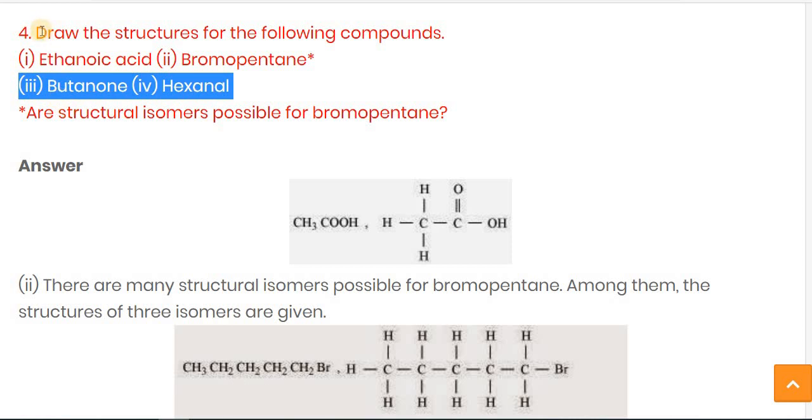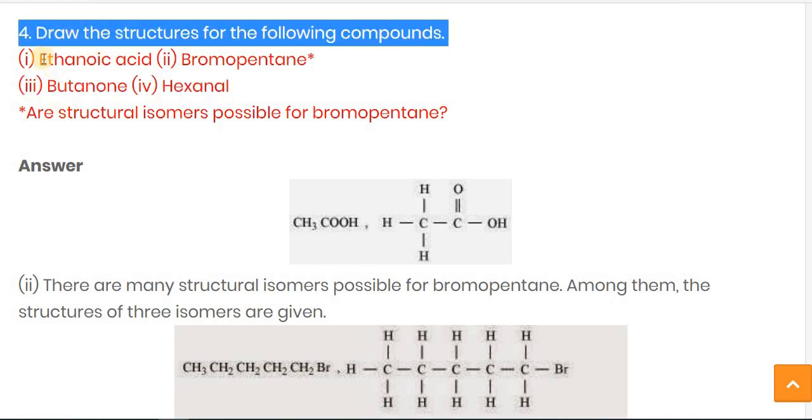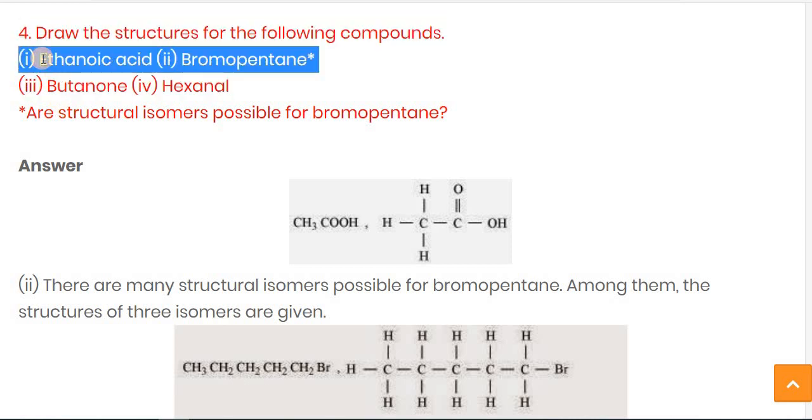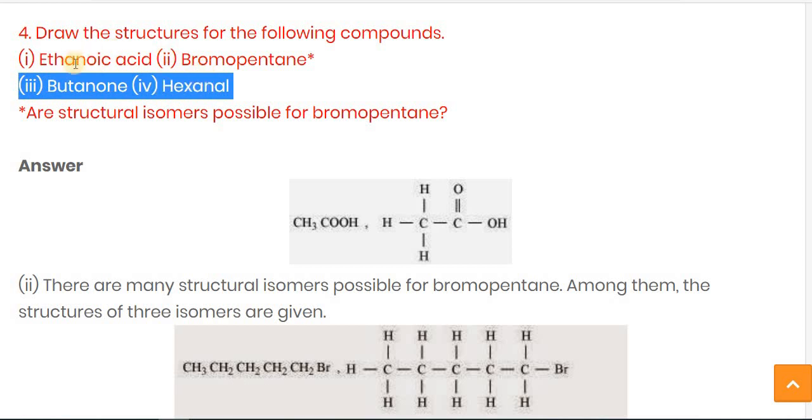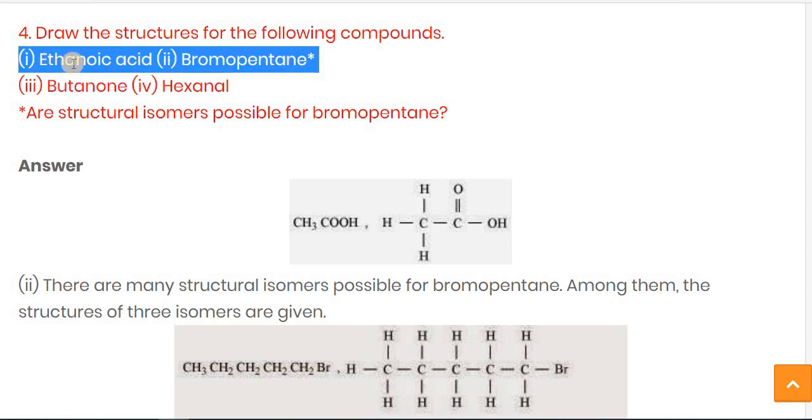Let's see one more time. The question is to draw the structure of the following compounds. The first one is ethanoic acid, second one is bromopentene, and for that one more question is: are structural isomers possible for the bromopentene? And third is butanone, and fourth hexanal. Ethanoic acid: here ethane means we have to use two carbons, and oic acid stands for the carboxylic group, meaning the COOH group.